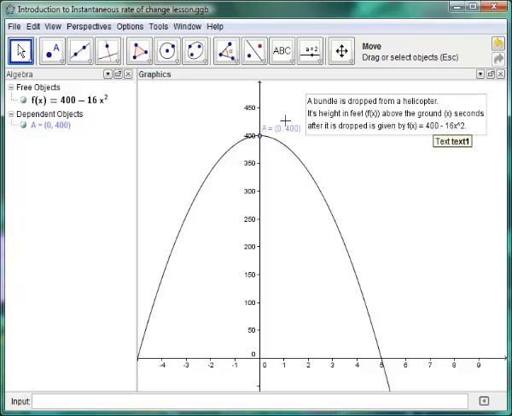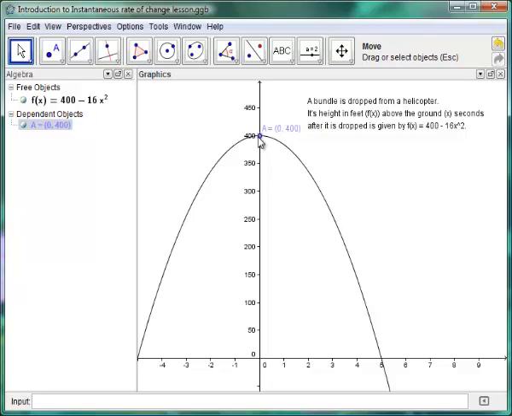X is seconds, so I know that this x coordinate right now, which is 0 for A, is referring to the seconds after it has been dropped. So 0, that must be right when it's dropped, is given by this equation, f of x equals 400 minus 16x squared, which we also see over here. So basically the bundle starts off at 400 feet and then it begins to drop. So as time is ticking, as you can see, the x coordinate is going more and more toward 5. The bundle is heading straight for the ground. Okay, so that's our scenario.